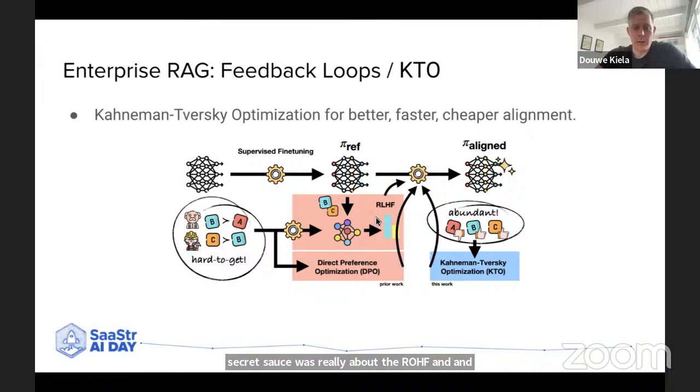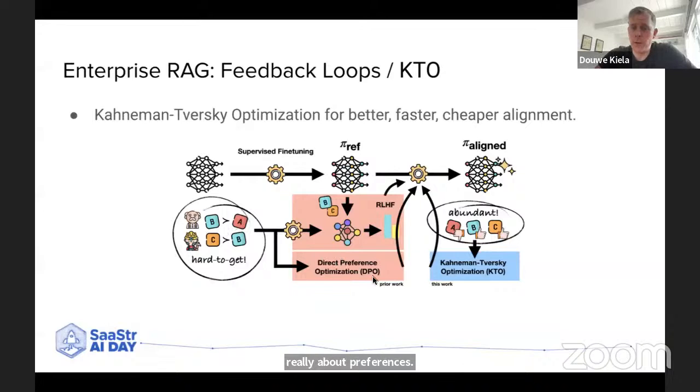But RLHF itself is not very efficient because you need to have this reference model. So you need to have a reward model that you can then use to make your own model better. That's very expensive to train. And the way you train that reward model is by getting preference data, which means that you need to have two or more examples that are compared to each other, and then you need to know which one is better than the other one. So it's really about preferences.